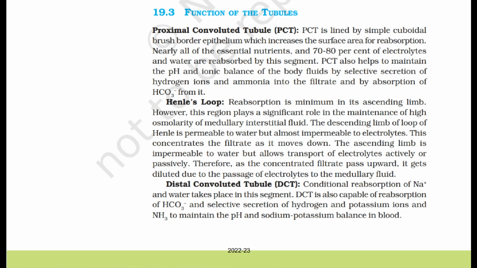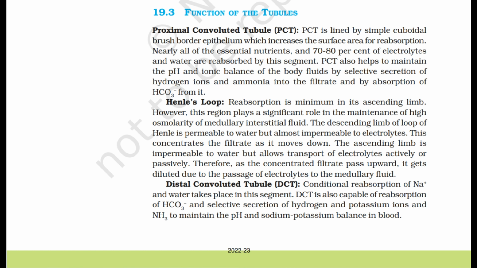Proximal convoluted tubule, PCT, is lined by simple cuboidal brush border epithelium, which increases the surface area for reabsorption. Nearly all of the essential nutrients and 70 to 80% of electrolytes and water are reabsorbed by this segment. PCT also helps to maintain the pH and ionic balance of the body fluids by selective secretion of hydrogen ions and ammonia into the filtrate and by absorption of HCO3- from it.